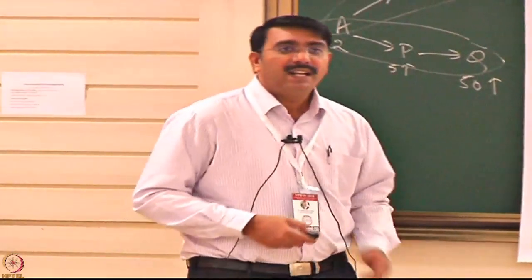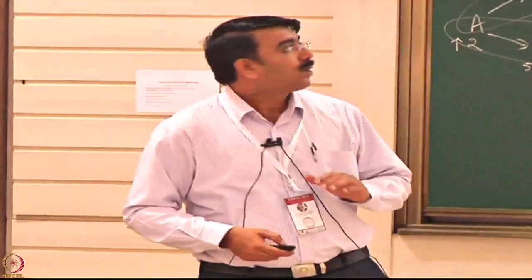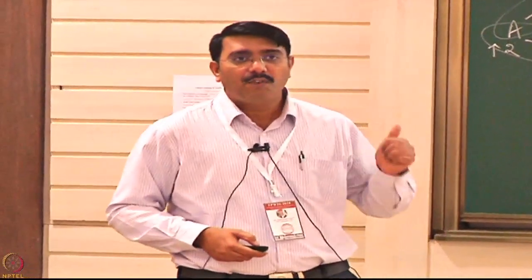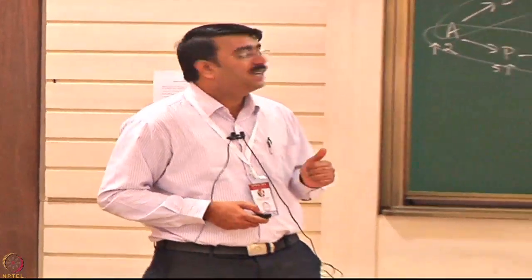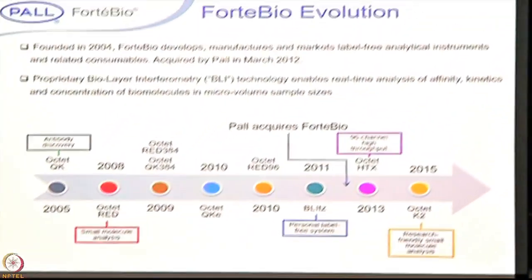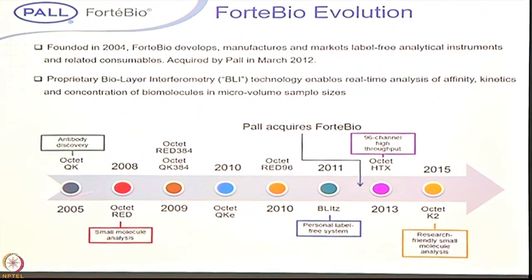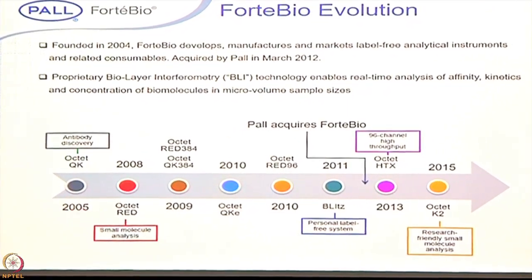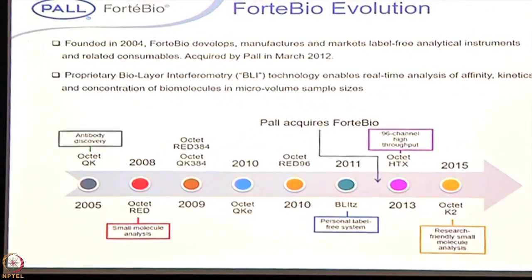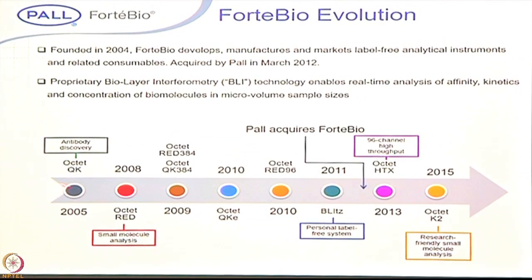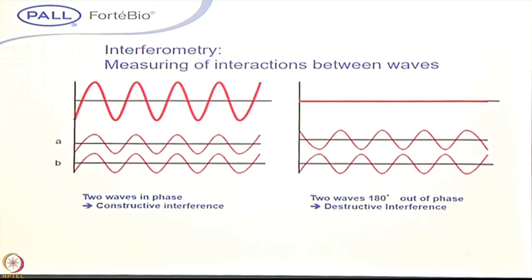So when it comes to the BLI technology, I'm going to talk on this. Fortebio is the parent company that invented this technology, from 2003 onwards. The first system came into the market in 2005; they call it Octet QK. Over a period of years, different instruments have come into the market based on throughput and so on. With this, I can start on the principle behind it.